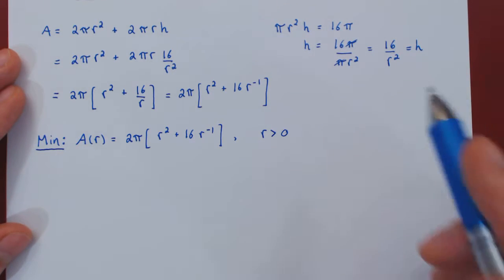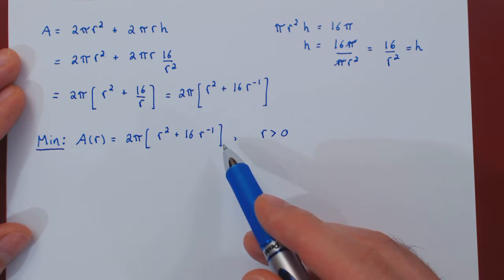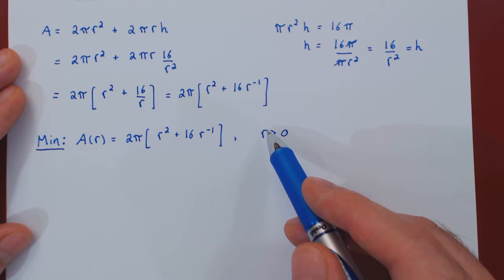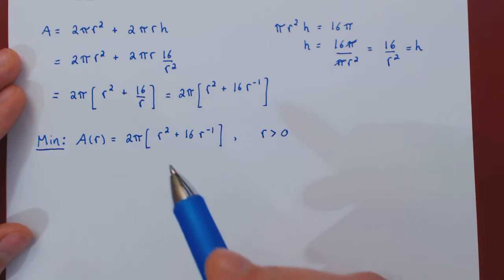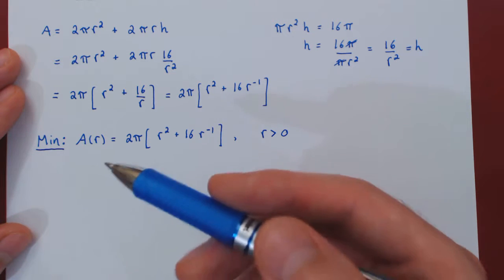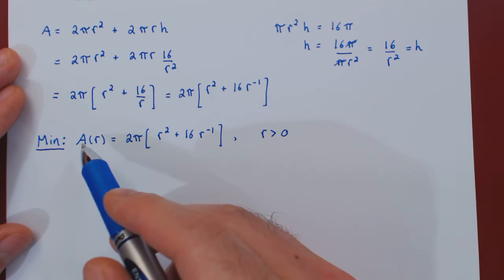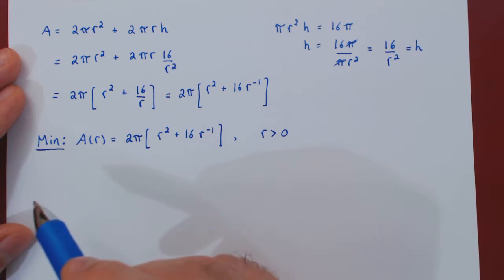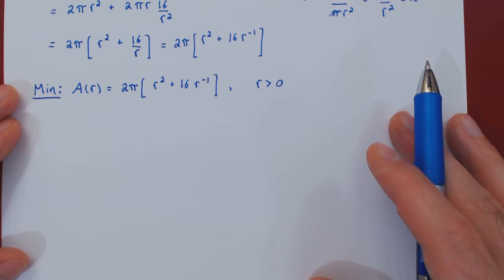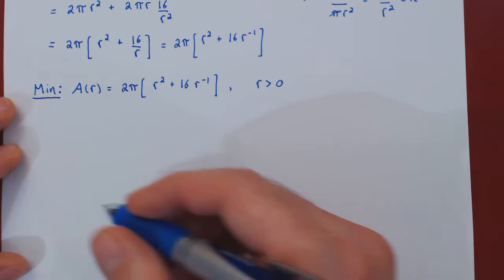So since we now have a problem of minimizing a function of one variable, but we do not have a closed and bounded interval for the independent variable, we know we will have to fall back on the second derivative to classify our critical points. So right away, we will differentiate the area function twice, finding the first derivative and the second derivative.